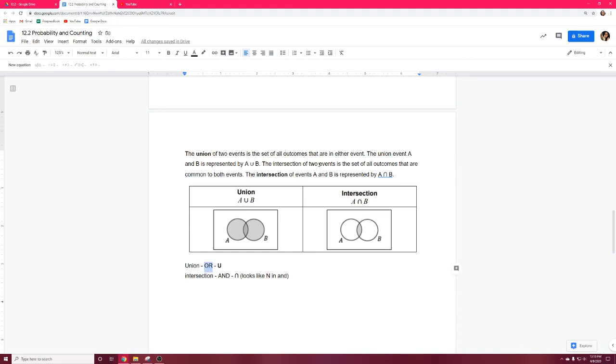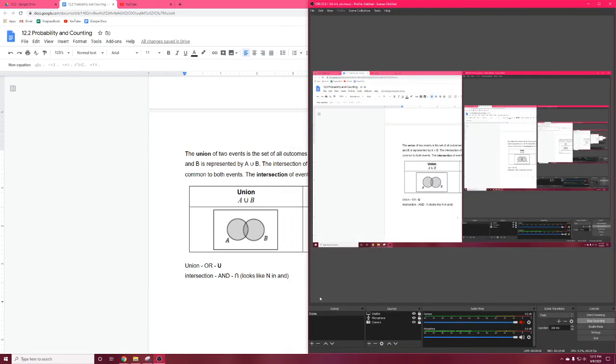The intersection of two events is A and B, and we use this upside down U symbol, and this looks like an N. We call it A and B. It's just an easy way to remember it. I do not want to talk too much about it since it's not the concept of this unit, but I just want to show you very quickly what this means. So let me give you a quick example.